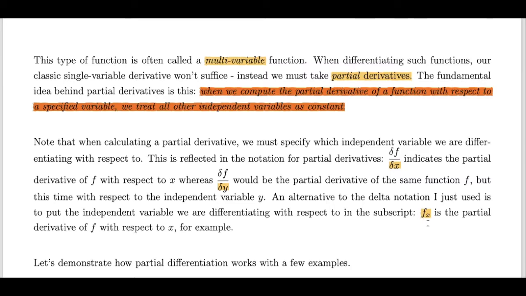So this f sub x indicates the partial derivative of f with respect to x. And this notation is pretty common, so that's the main notation that we'll use. Let's demonstrate how partial differentiation works by taking a look at a couple of examples.